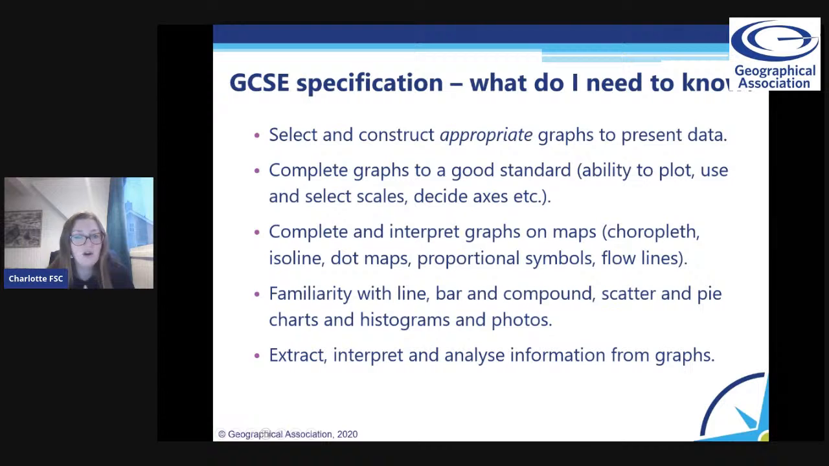So that might be choropleth, isoline, dot maps, proportional symbols, and flow lines. In your GCSE, you need to have or be able to show a familiarity with line graphs, bar graphs, and compound bars, scatter graphs, pie charts, histograms, and photos as well. And finally, you need to be able to extract, interpret, and analyze information from graphs.